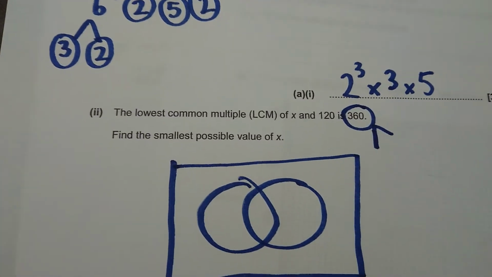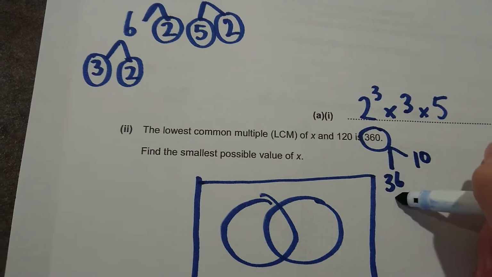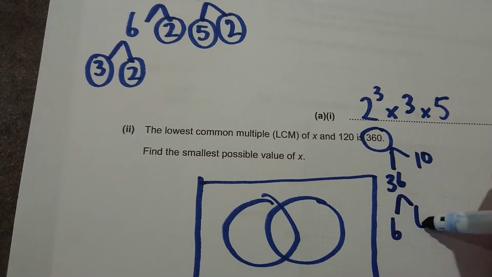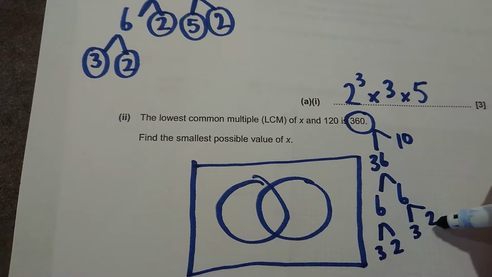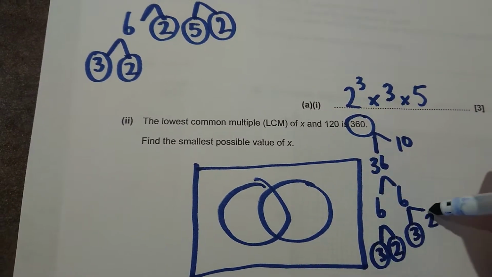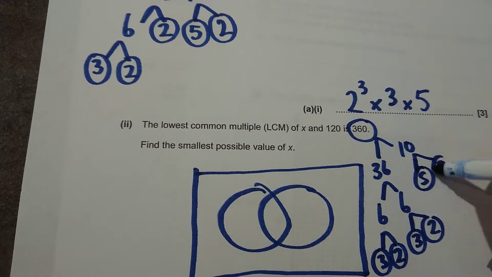So if we work out the factorisation of that, it's going to be 36 times 10. 36 is 6 times 6, and then we can split those into 3 times 2 and 3 times 2. So they are all prime. And 10 can be split into 5 and 2 as well.